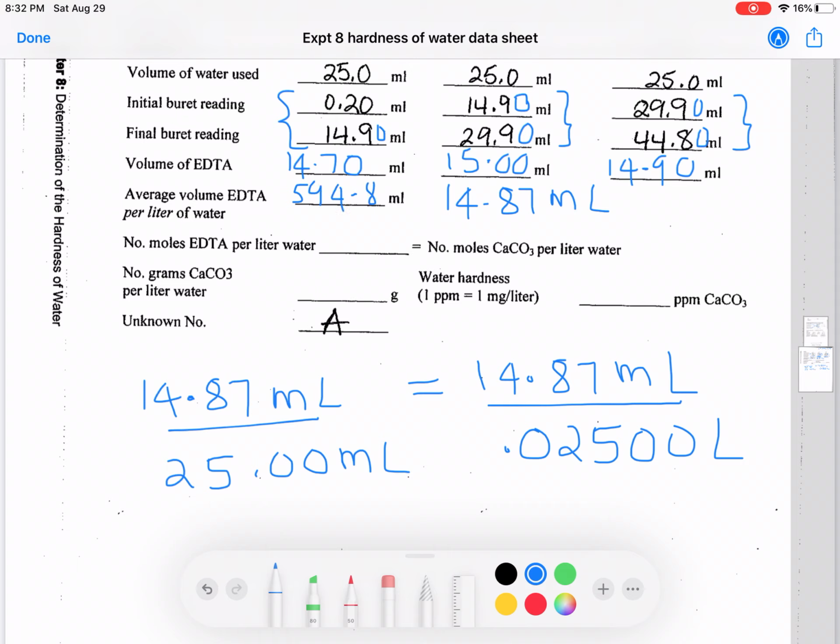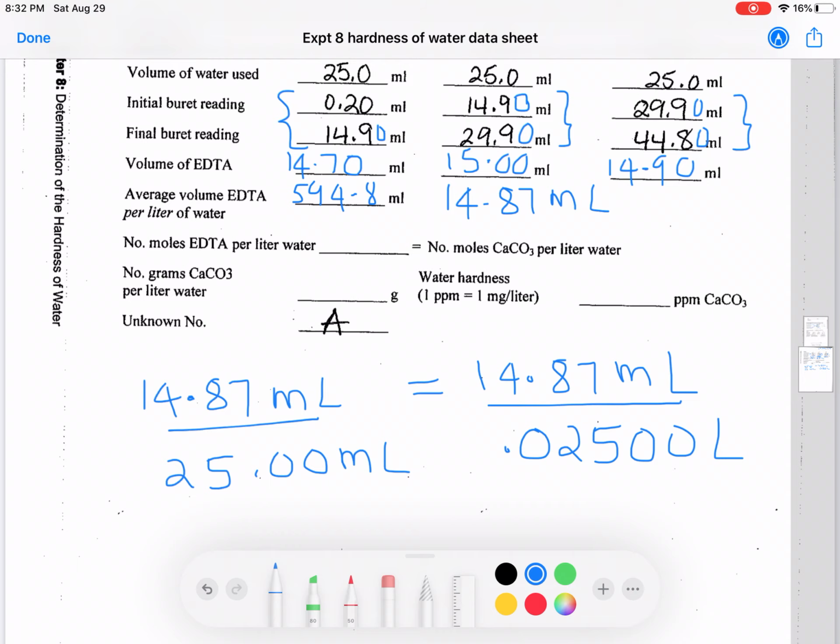594.8 milliliters of EDTA you will be needing if you do it for 1 liter of water. So this amount, 14.87, is for 25 milliliters. So you find out what it is for 1 liter, because ppm is mass per liter, so we have to convert it to liters. Okay. And so that's the average volume of EDTA per liter of water.